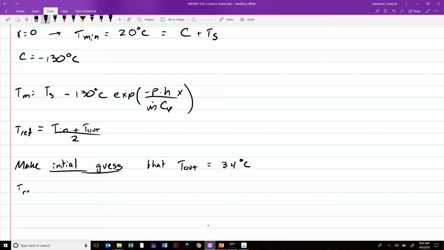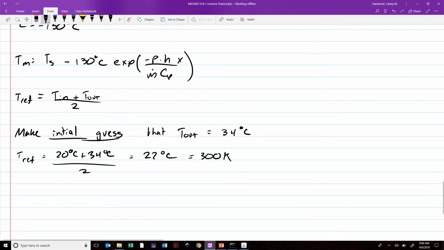In this case, then, Tref will be equal to 20 degrees Celsius plus 34 degrees Celsius over 2, which is 27 degrees Celsius, or 300 Kelvin. And if you go to table A5 in the book, you can find, there we go, engine oil at 300 Kelvin.